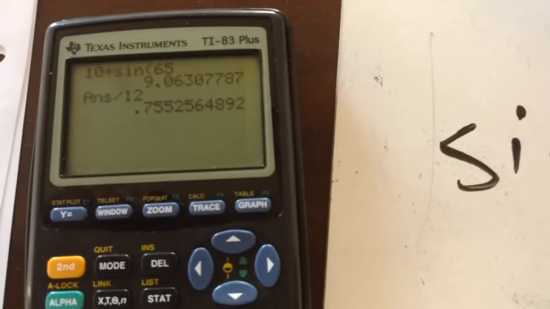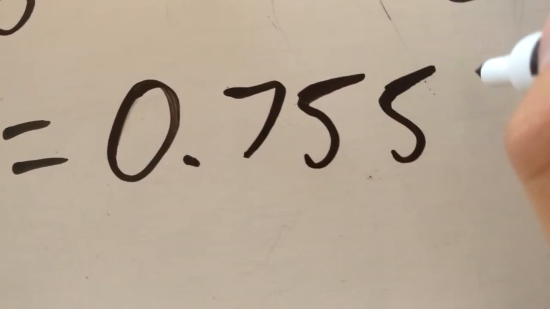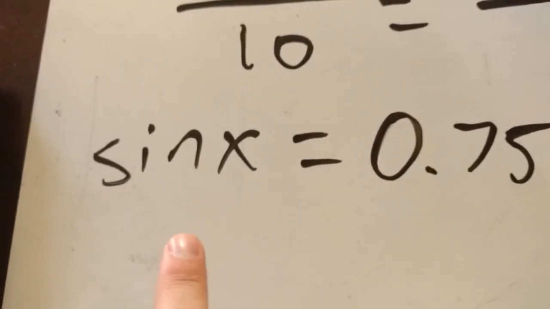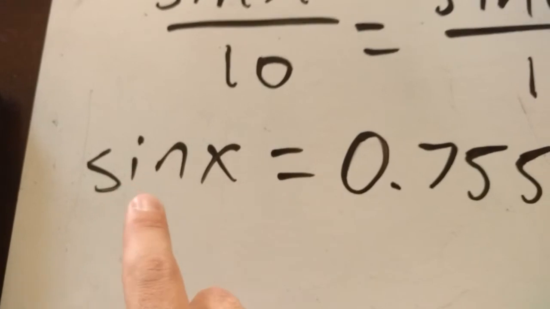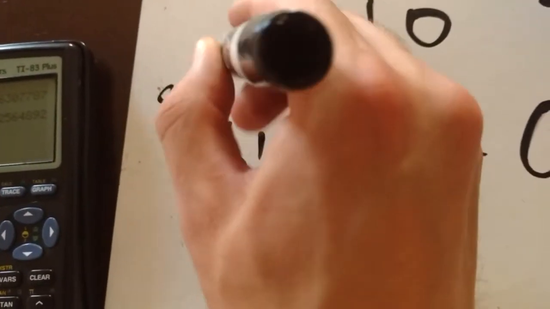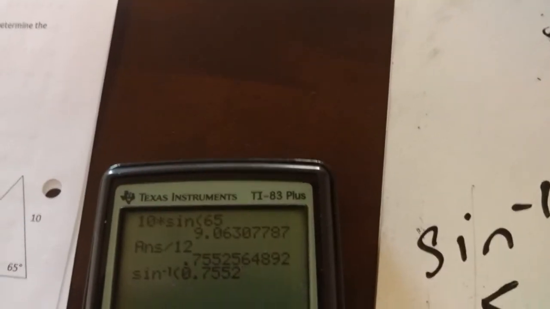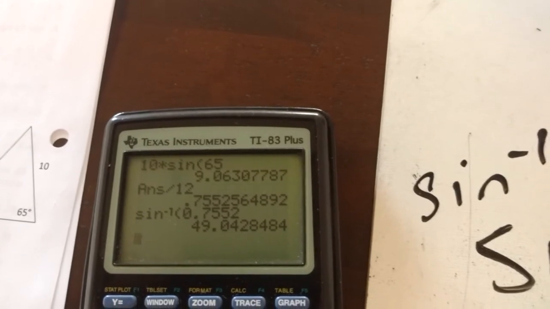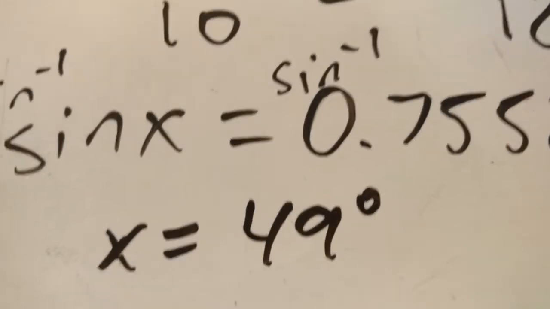0.7552. So with that now, if I wrote that in, 0.7552, we want to get x. We don't care about sine x. So we're going to have to take the inverse sine of both sides to get rid of the sine here. To do that you press second sine of 0.7552, just like that. That's going to give us 49 degrees. So x is going to equal 49 degrees.